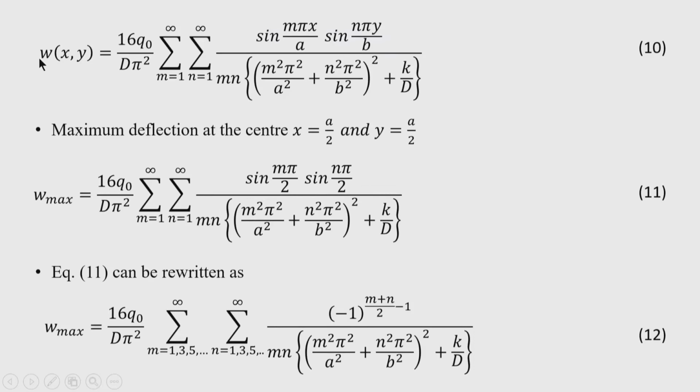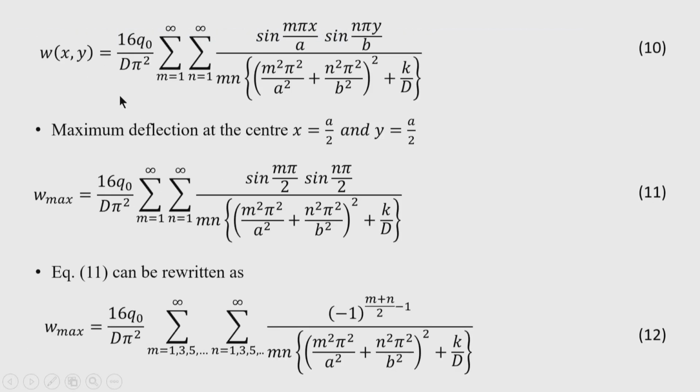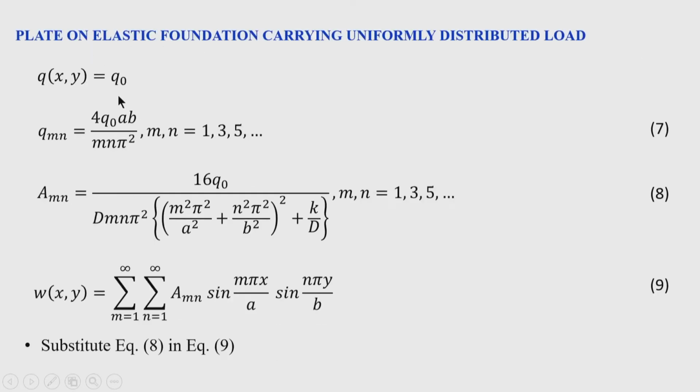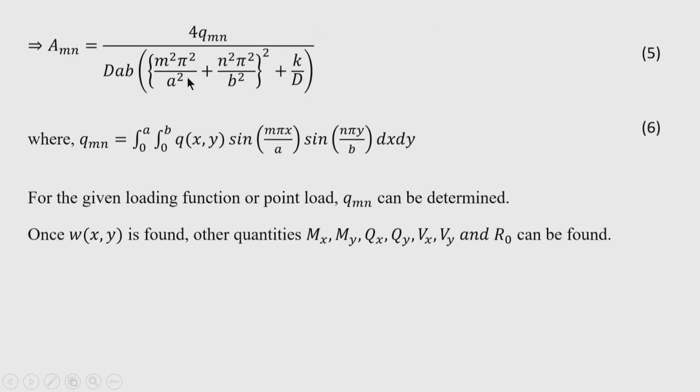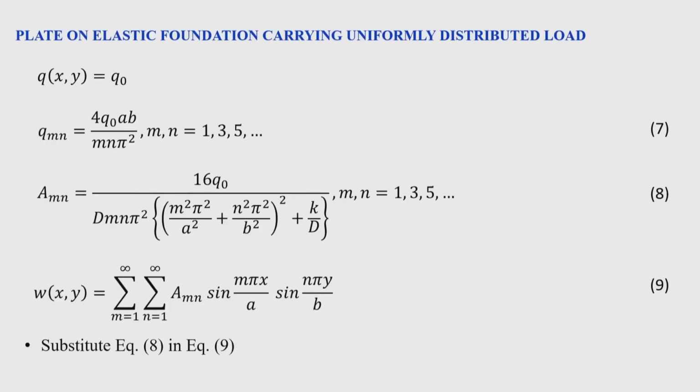Now, let us discuss a case where the plate is carrying the UDL, the uniformly distributed load. In that case, q(x,y) is q naught, a constant quantity, and you will get Q_mn equal to 16 q naught by (m n pi square), where m and n vary from 1, 3, 5 etcetera. Only odd integers have to be considered for this Q_mn.